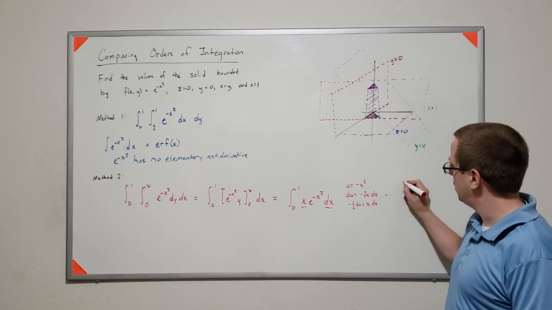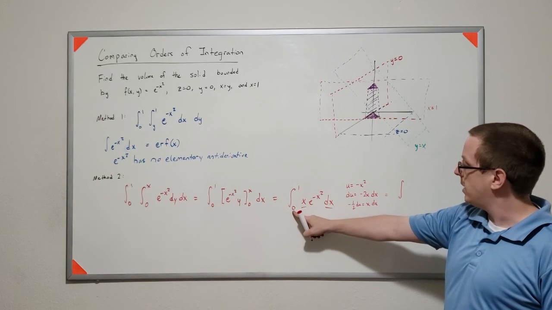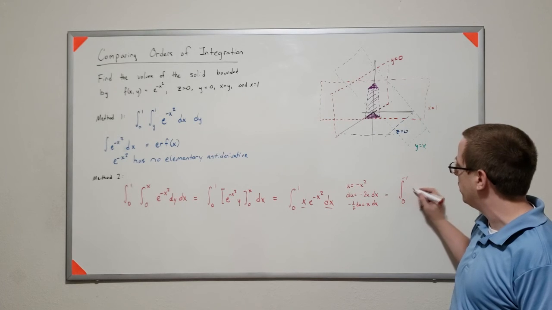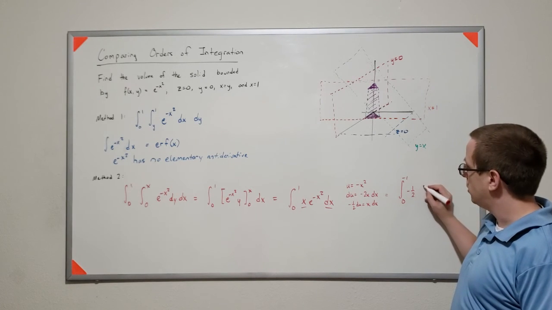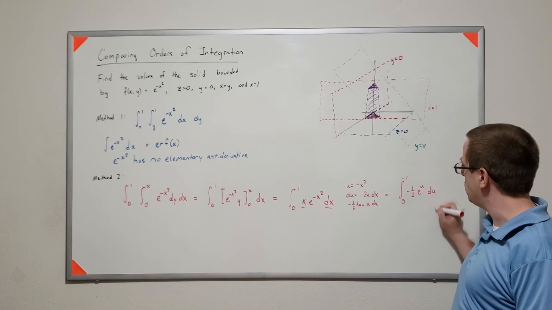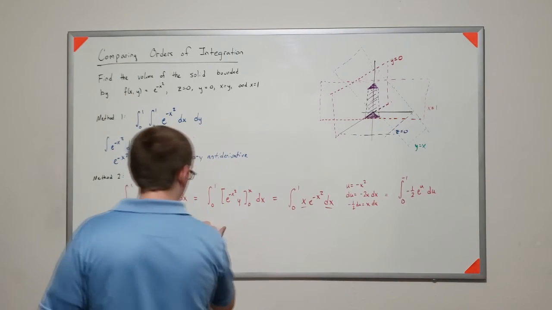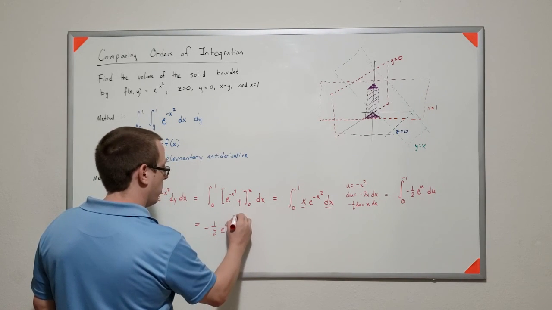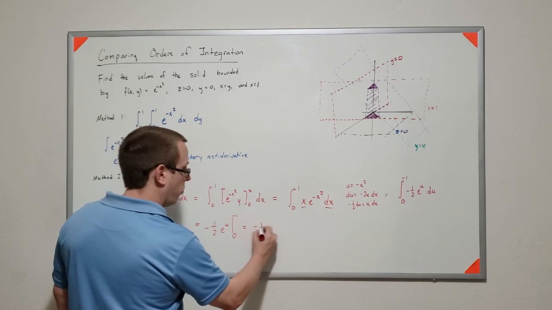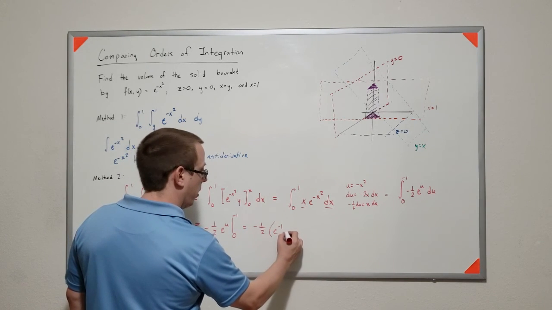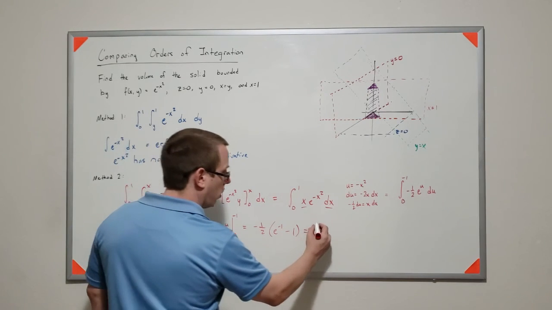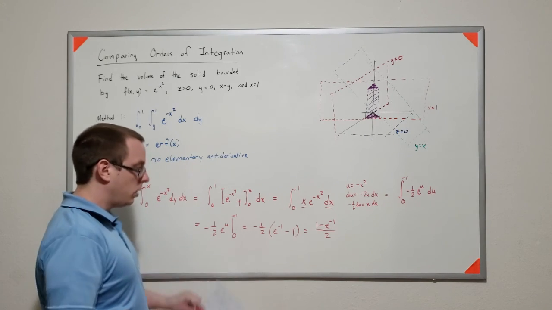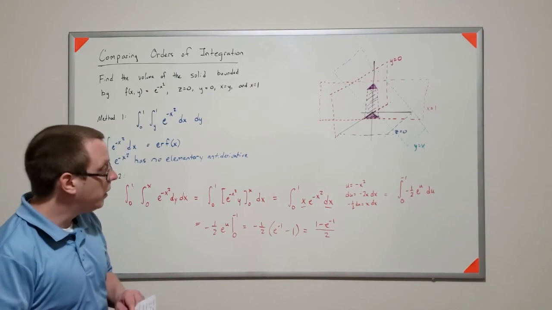So then I get, when x is 0, u is 0. When x is 1, u is negative 1. So negative 1/2 e to the u du gets me negative 1/2 e to the u from 0 to negative 1, which is negative 1/2 times e to the negative 1 minus 1, or 1 minus e to the negative 1 over 2, which is the answer I wrote down, thank goodness.